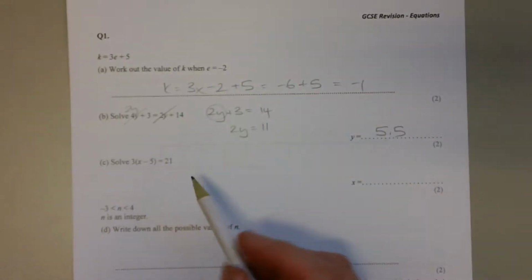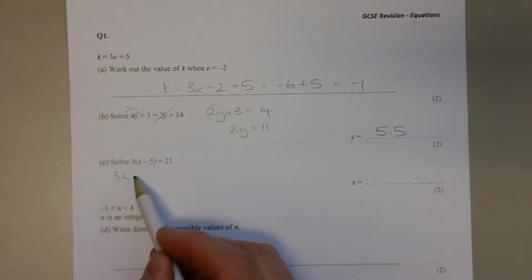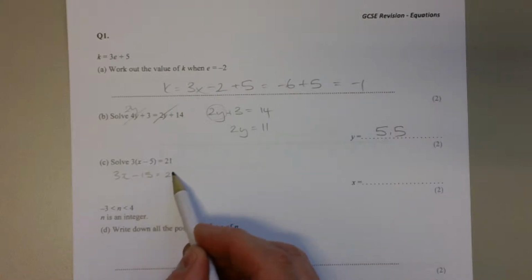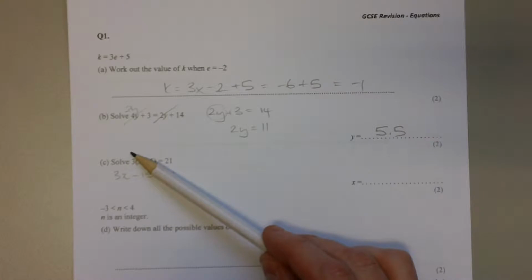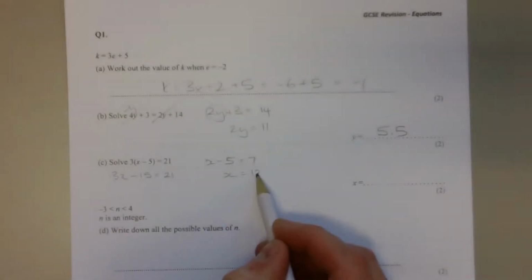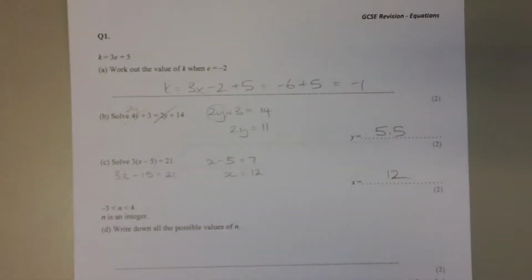Next question. You could expand out the bracket to get 3x minus 15 is 21 and solve. Or alternatively, you could recognise that 3 lots of the bracket give me 21. Therefore the bracket must be equal to 7. So therefore x minus 5 is 7 and x is equal to 12.